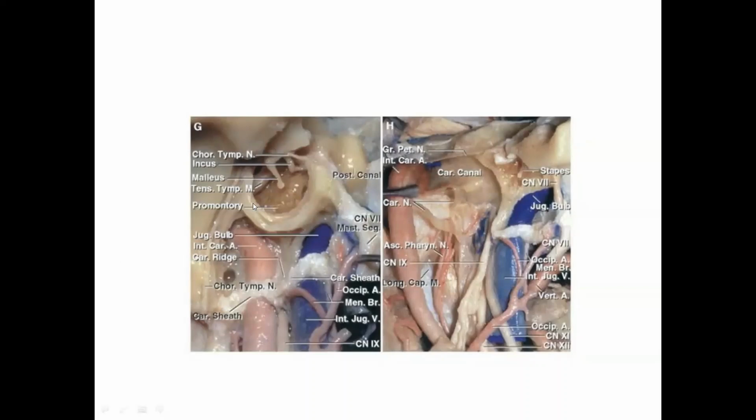Further, we can appreciate the inner ear and the components of the ear bones. We can appreciate the chorda tympani branch of the facial nerve. This is the posterior auricular canal. Then this is your malleus bone. This is the incus, and this is the promontory of the cochlea, where the semicircular canals are present.